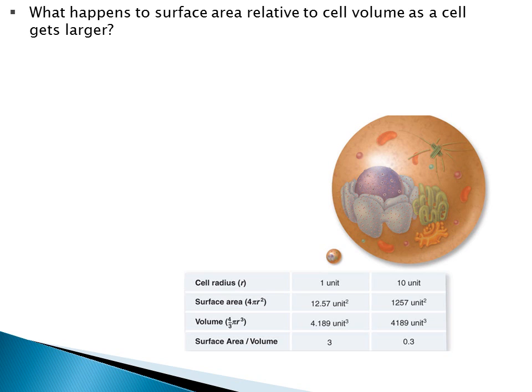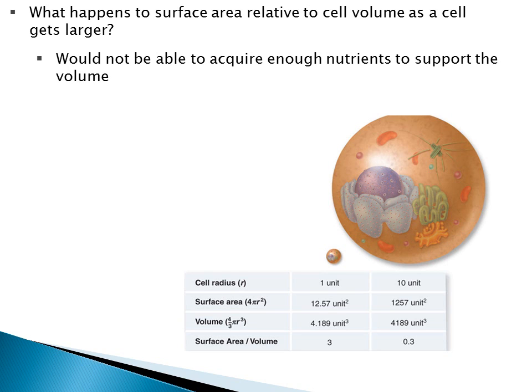So we come back to this question, what happens to surface area relative to cell volume as a cell gets larger? It would not be able to acquire enough nutrients to support that larger volume. It would not also be able to get rid of waste as efficiently. Cells remain small to maximize that surface area. It comes back to that first point.